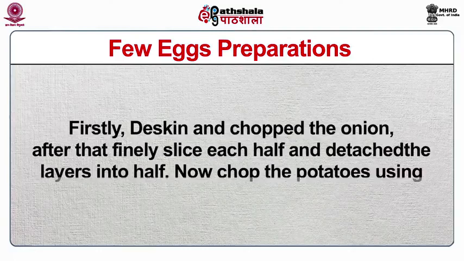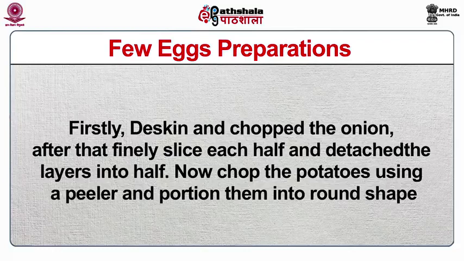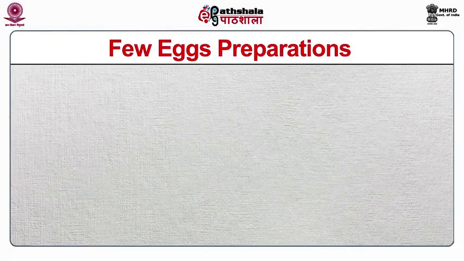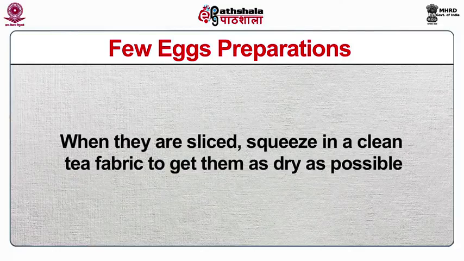Firstly, skin and chop the onion. After that, finely slice each half and separate the layers. Now peel the potatoes using a peeler and slice them into round shapes. When they are sliced, squeeze them in a clean tea towel to get them as dry as possible.